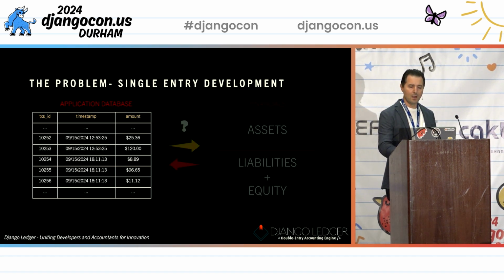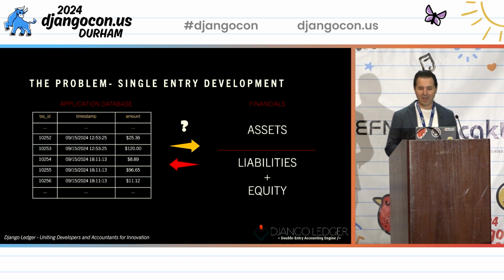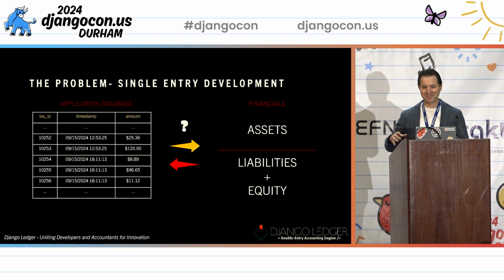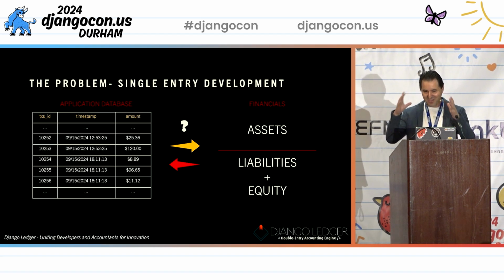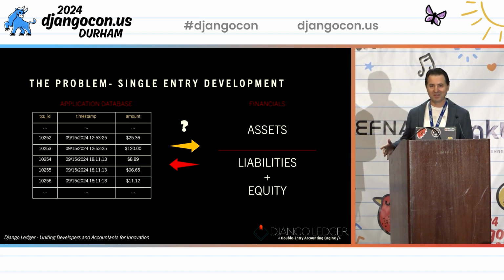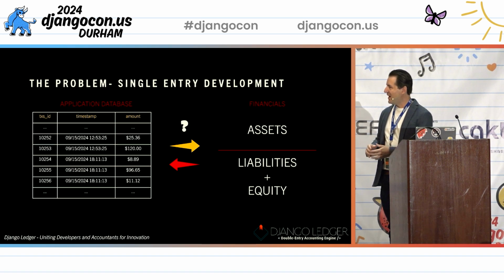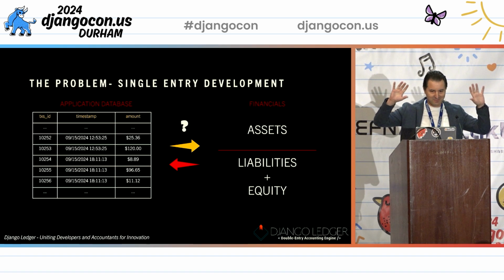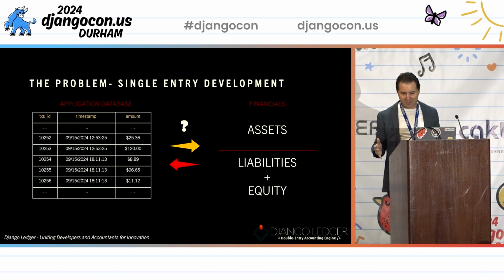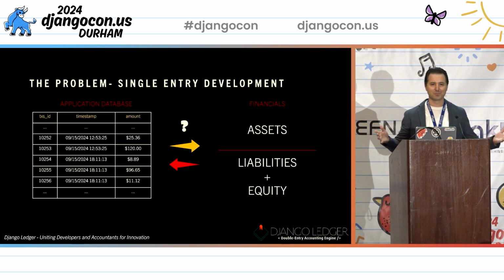But the real problem is, how do you translate that into something that makes sense for accounting folks and finance, like the accounting department? These guys think in assets, liabilities, and equity, right? And these are two separate domains, two different ways of thinking. Usually, this translation just means time and resources, right?